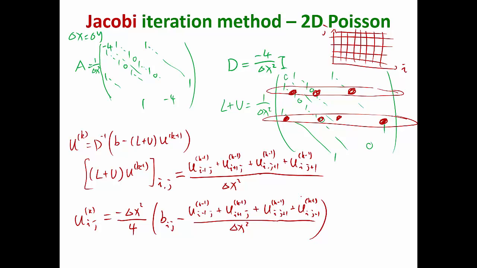Yes. What is the convergence criteria of U? Very good point. So I'm going to talk about the error analysis later. The convergence criteria is usually based on what's called the residual. The residual r k is defined as b minus A times u k, right?